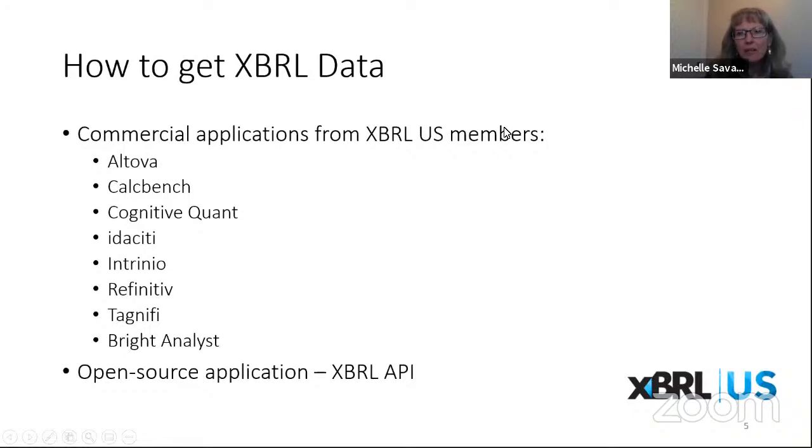So how do you get XBRL data? Okay, there are lots of different ways to get it. Today we're going to talk specifically about the API, but there are a number of commercial applications, and lots of those are available from XBRL US members. Organizations like Altova, CalcBench, Cognitive Quant, Idacity, Intrinio, Refinitiv, which is formerly Thomson Reuters, and Tagnify, and our newest startup member, Bright Analyst. So please check out those applications on our site.